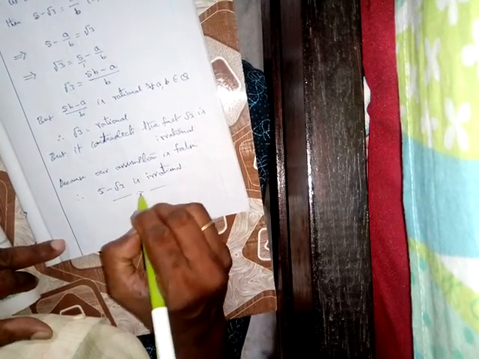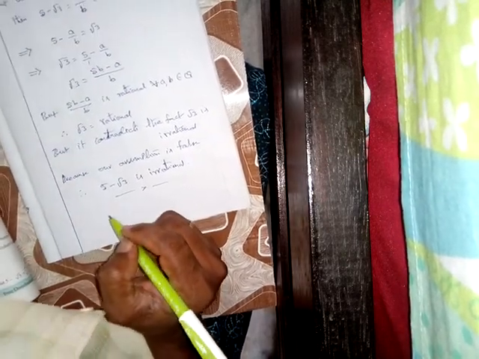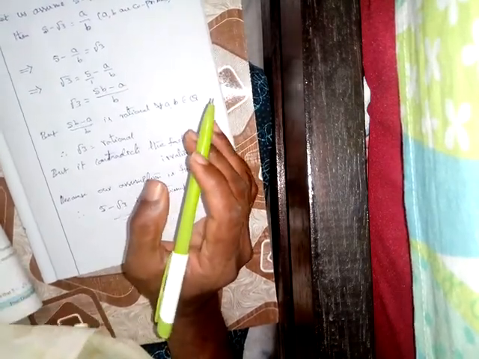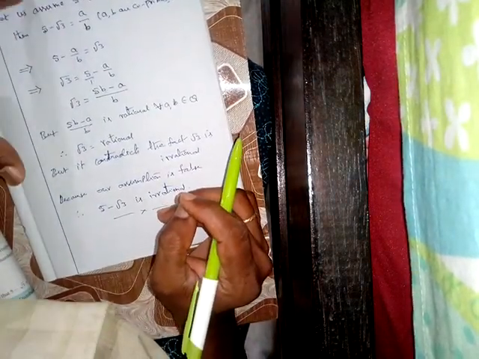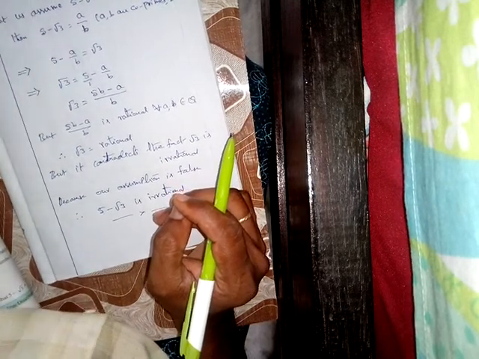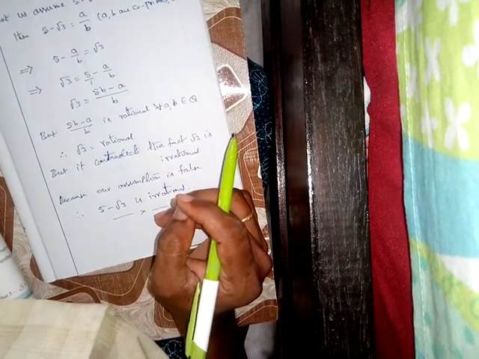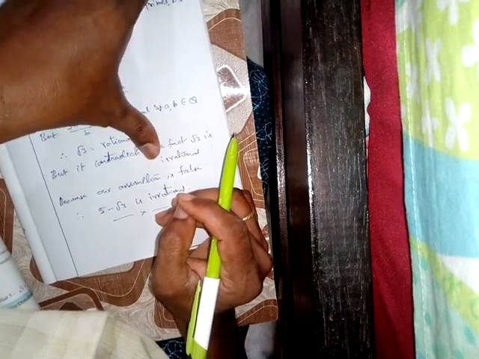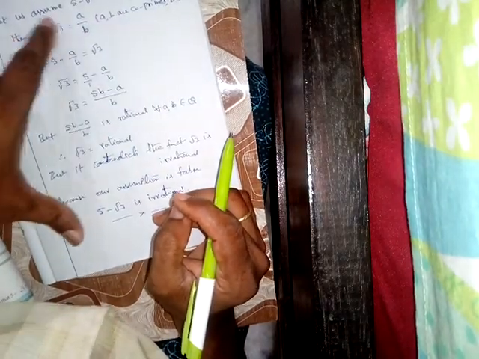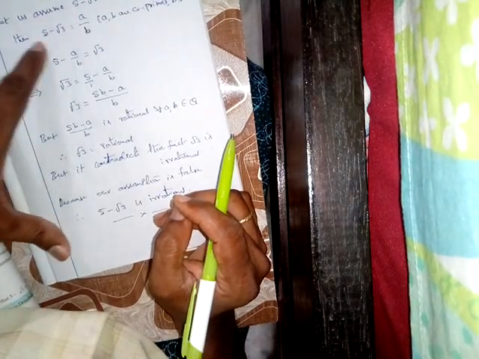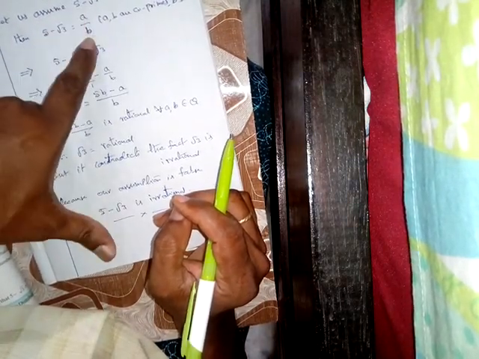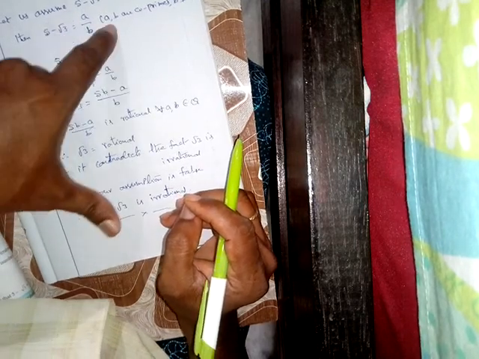So in this way you can prove that 5 minus root 3 is irrational. We know that when an irrational number is subtracted from or added to a rational number, the resulting number is irrational only. To prove that, we follow the contradiction method. Contradiction means we take the reverse. Actually you have to prove that 5 minus root 3 is irrational, but we assume that it is rational. If it is rational, you can write it in p by q form, that is a by b, where a and b are co-primes.